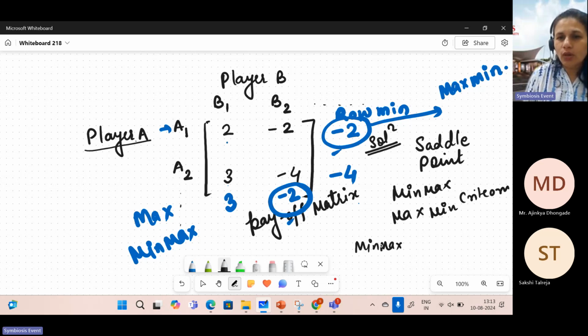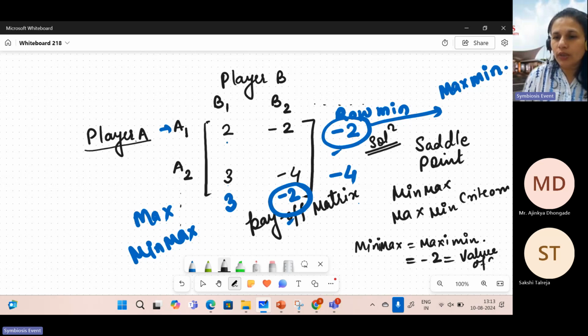minimax, or you can write it as, is equal to maximin. And how much is that? It is coming minus 2. So directly you got the value of the game. This is nothing but the value of the game. And to get this value of the game, minus 2, what strategies are adopted? Player B is following the strategy B2 and player A is adopting A2.